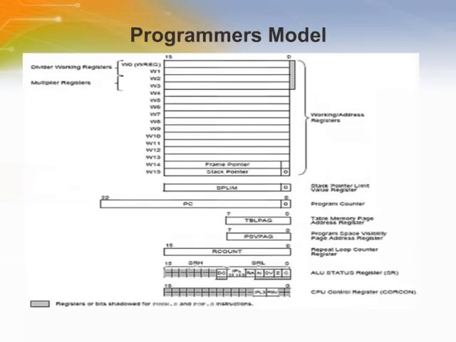This slide shows the programmer's model of the working registers. It has 16 working registers. Each is 16 bits wide, and they are used exclusively during multiplication and division. Its program counter is 23 bits wide.